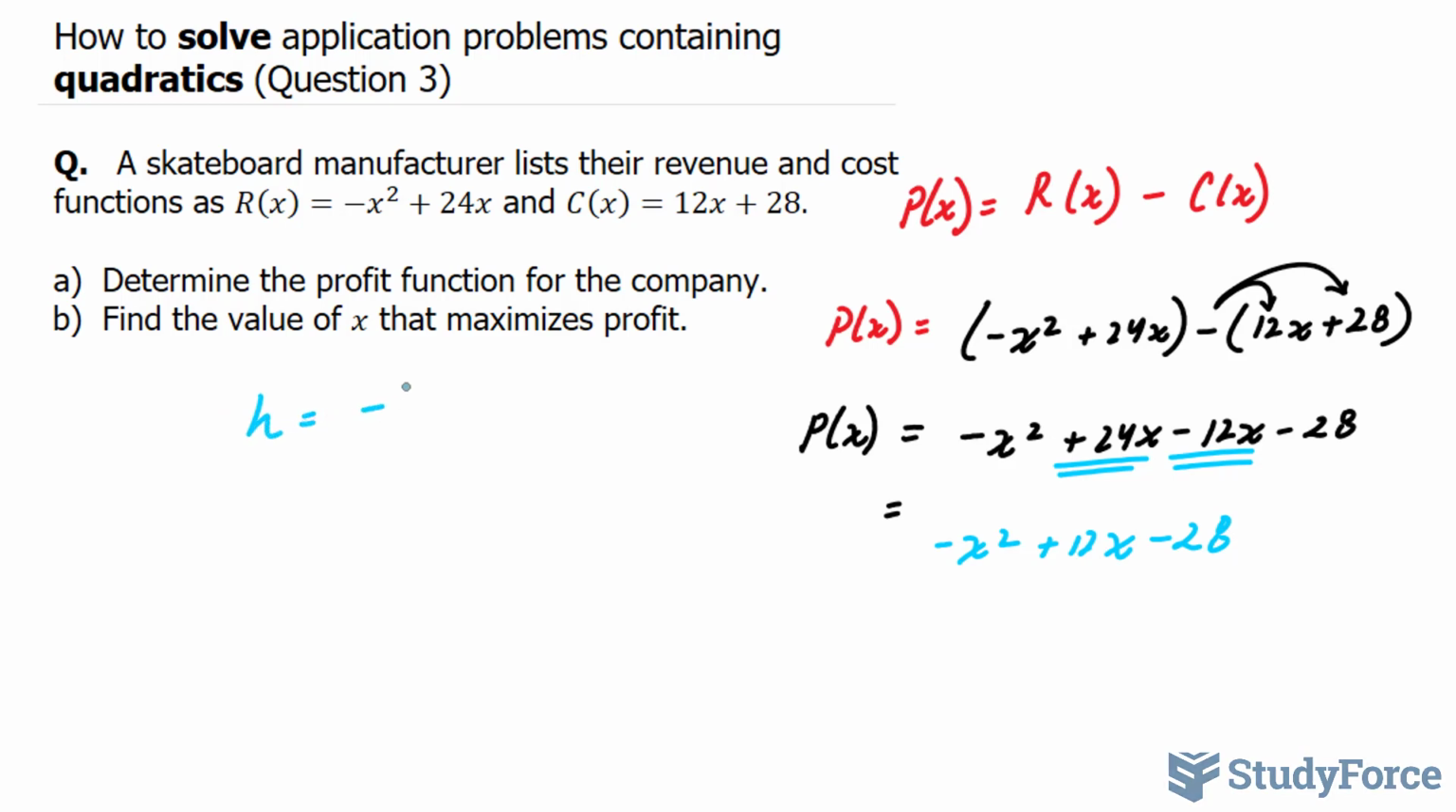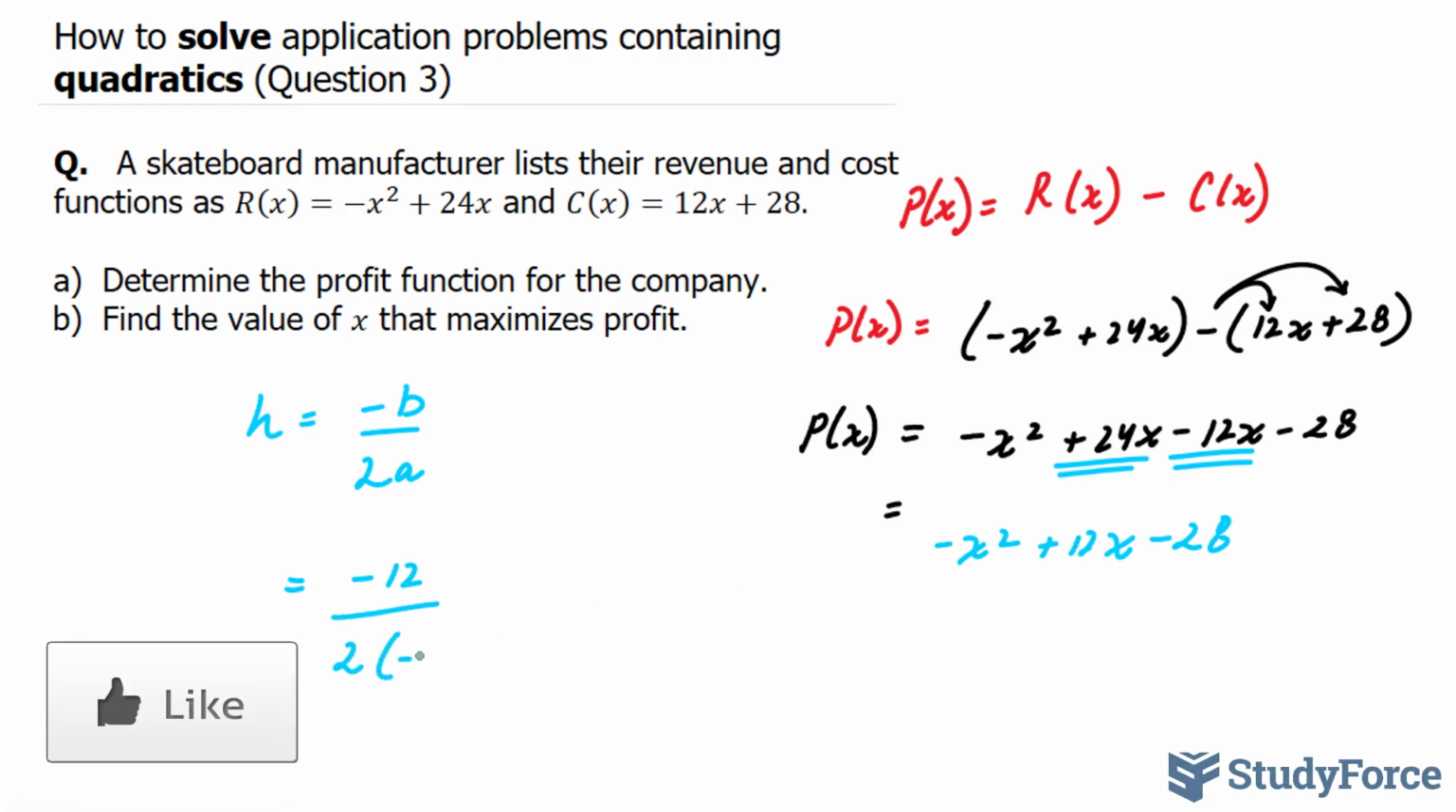h is equal to negative b over 2a, where h represents the x-coordinate of the vertex, b represents the coefficient of the x term, which in our case is positive 12, and a represents the coefficient of the x squared term, which in our case is negative 1. So we end up with negative 12, because b is equal to 12, over 2 times negative 1. And this gives us negative 12 over negative 2, which is equal to positive 6. This positive 6 represents the x-coordinate of the vertex.